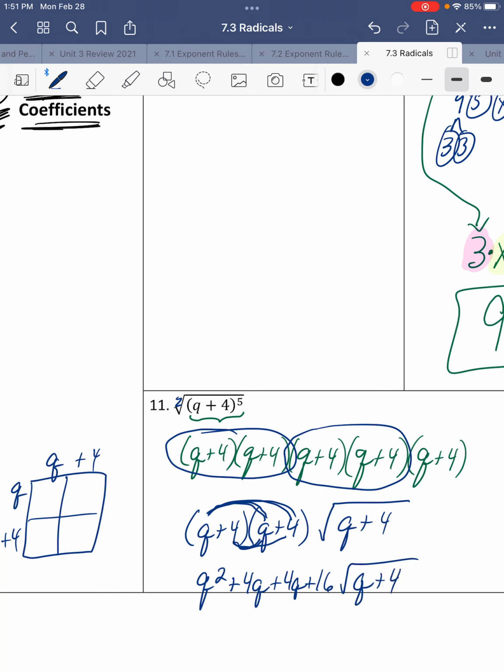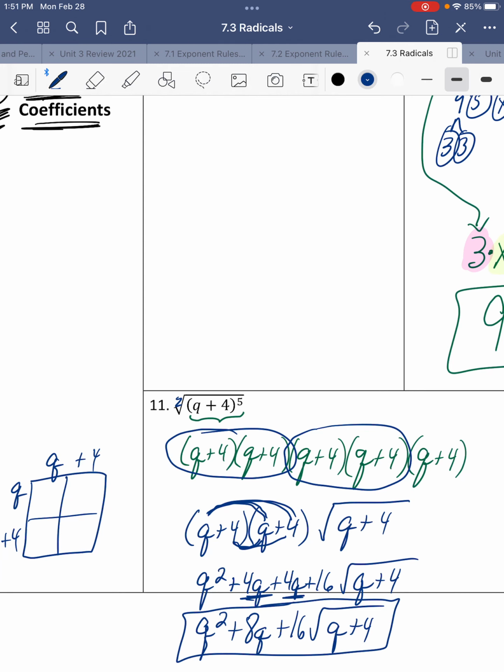Underneath the radical, q plus 4. We have our like terms. You have 4 q's and you're adding 4 more q's. You have 8 q's total. Wow, this has turned into quite a problem. There you go. But it's all stuff you guys are able to do.